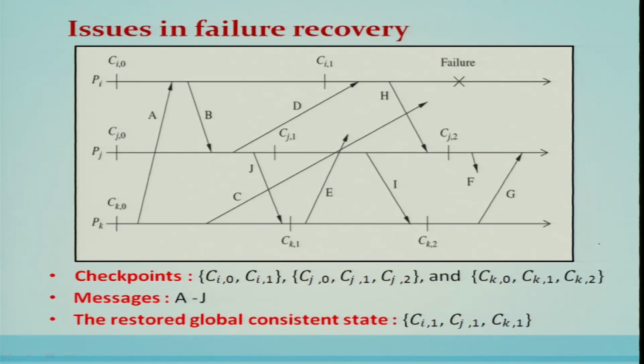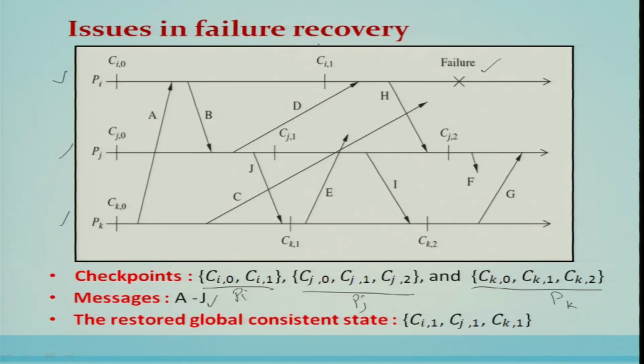The issues are like this: there are three different processes, Pi, Pj and Pk. They will take their local checkpoints. For example, Pi will take these local checkpoints. Similarly, the checkpoints taken by Pj are represented here. Similarly, the process Pk will take its own local checkpoints, and there are messages flowing from Pi to Pj. Now here, when the system fails, it has to be restored to a consistent state.